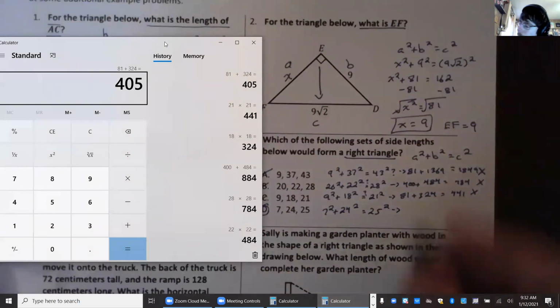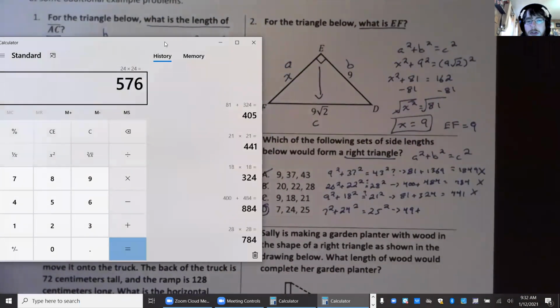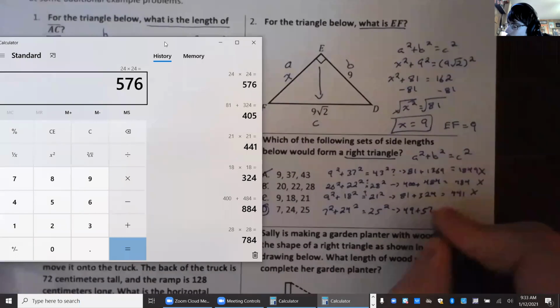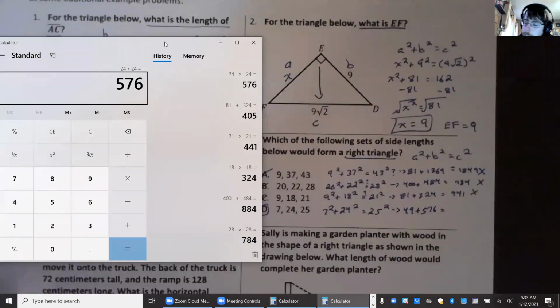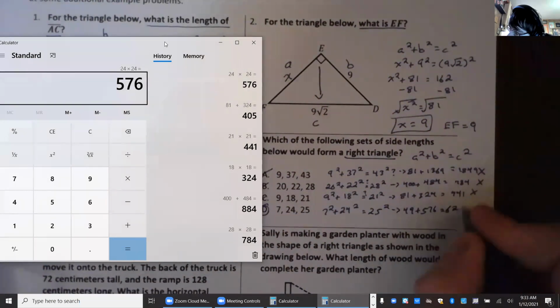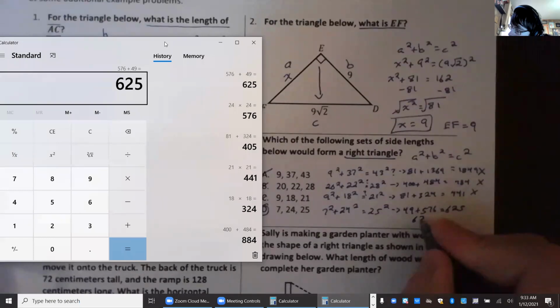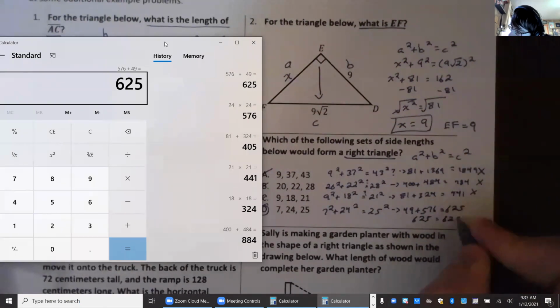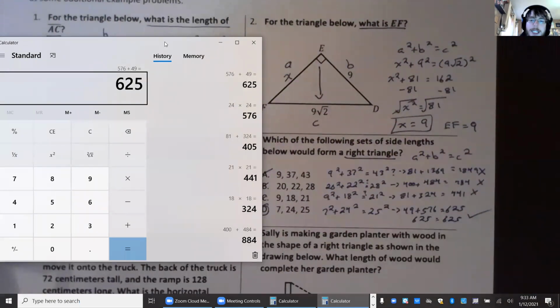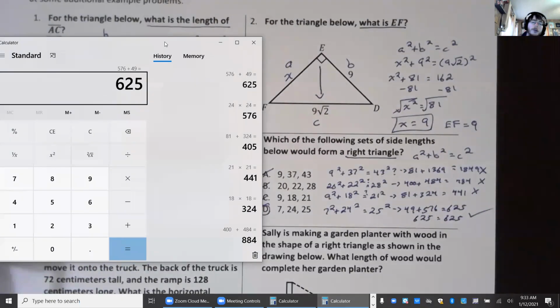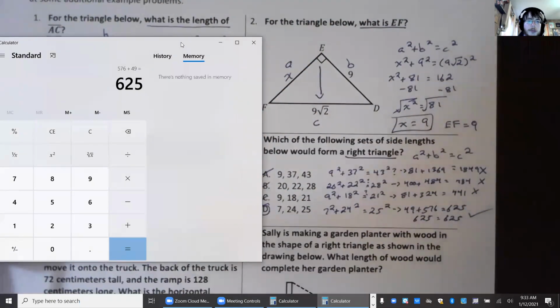7 squared is 49. 24 squared is 576. And 25 squared is 625. Then we add 49 and 576 together, and it gives us 625, which is equal to 625. So D is indeed the right triangle. Thankfully, I didn't make a mistake.